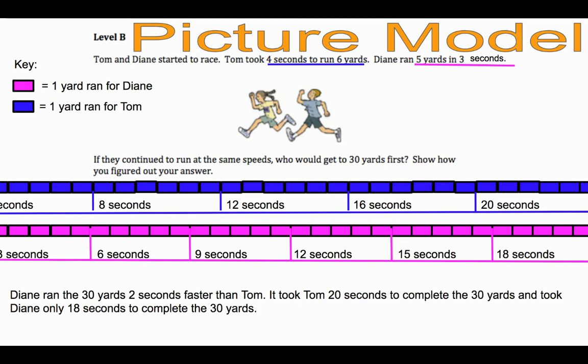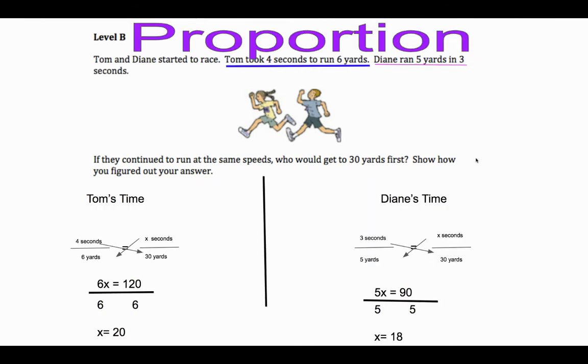And so a really good explanation from the students would be that she ran 30 yards 2 seconds faster than Tom, or it took Tom 20 seconds to complete the 30 yards and it only took Diane 18. So just some sort of justification for their work.